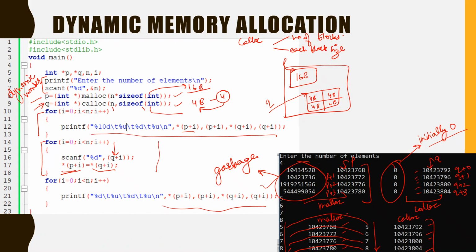So this is all about dynamic memory allocation and the difference between calloc and malloc. I hope you understand it.